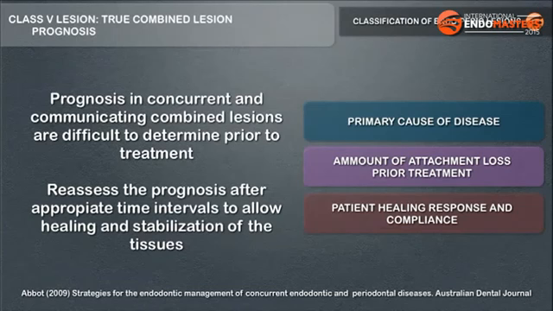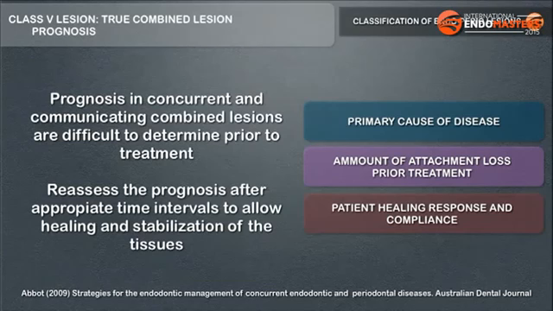Prognosis of class 5 lesions. Prognosis in concurrent and communicating endodontic and periodontal diseases will initially be difficult to determine in most cases prior to treatment. It is essential to continually reassess the prognosis after appropriate time intervals to allow healing and stabilization of the tissue affected. Prognosis depends on the primary cause of the diseases, the amount of attachment loss prior to treatment, and patient healing response and compliance.